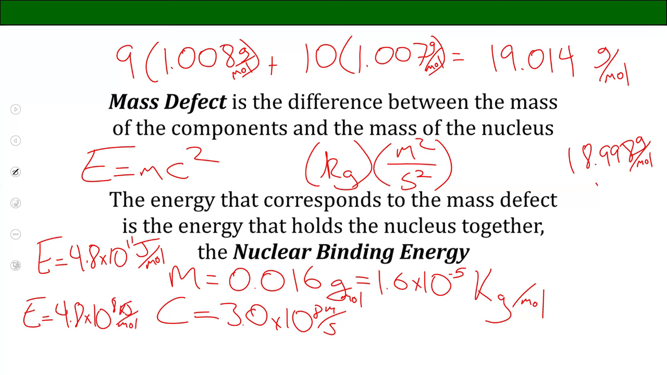How many kilojoules per mole are we looking at for something like combustion of organics? Does anybody remember? Top of their head? It's usually in the hundreds of kilojoules. And this is in the hundreds of millions of kilojoules. There's a lot of energy in nuclear reactions.